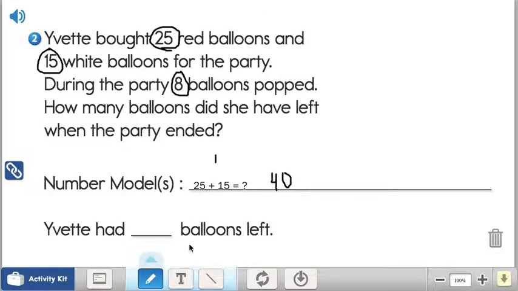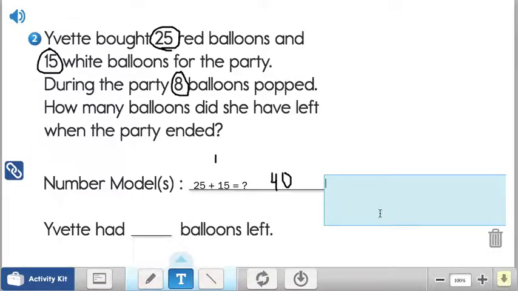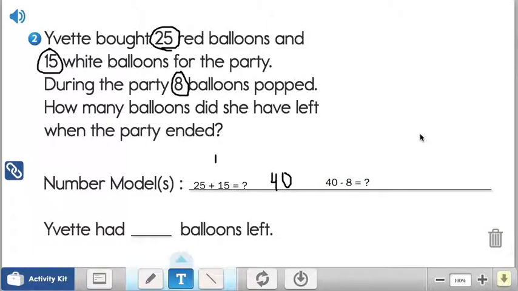That was step 1. Now I need to go on to step 2. I'm going to take that answer of 40 and use it for my second part. During the party, 8 balloons popped. Okay, I have to think, if something pops, am I getting more or less? I'm getting less, so I'm going to subtract. So minus 8 equals my question mark, my unknown. So now I'm doing 40 minus 8. When I do 40 minus 8, I get my answer of 32 balloons.